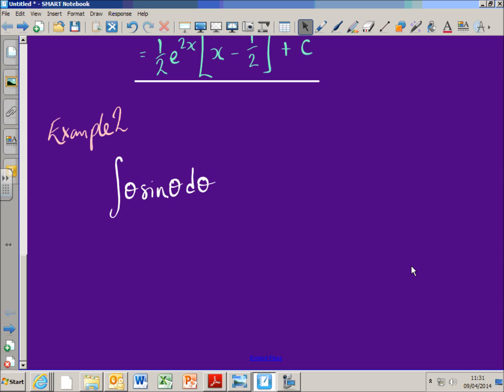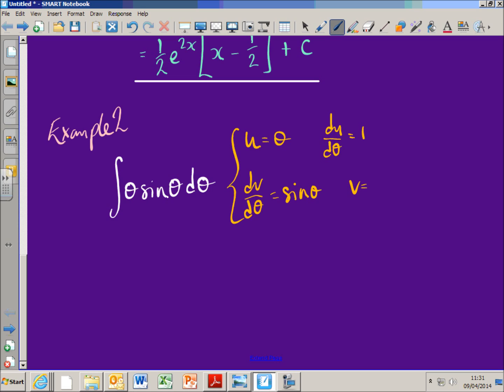So we've got theta sine theta d theta. First of all, we've got to choose the u and the dv d theta. So what did you pick to be u? Why did you pick u to be theta? So it's going to go to 1. And dv d theta is then going to be the sine theta. What's du d theta? You just said it was 1. And what's v then? Negative cos, yeah. Okay, excellent.